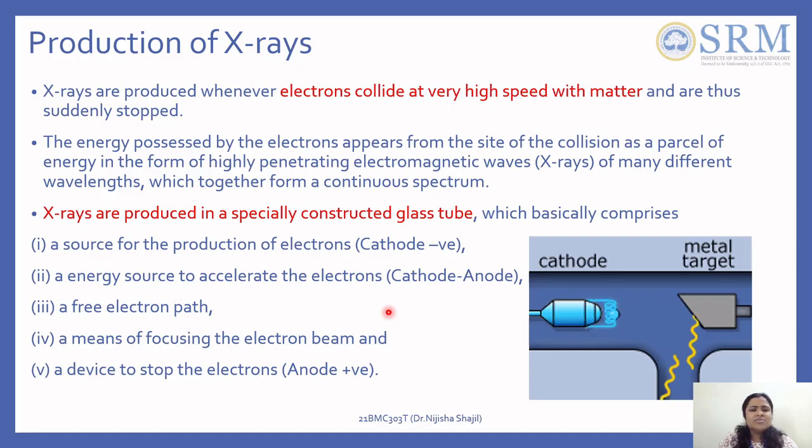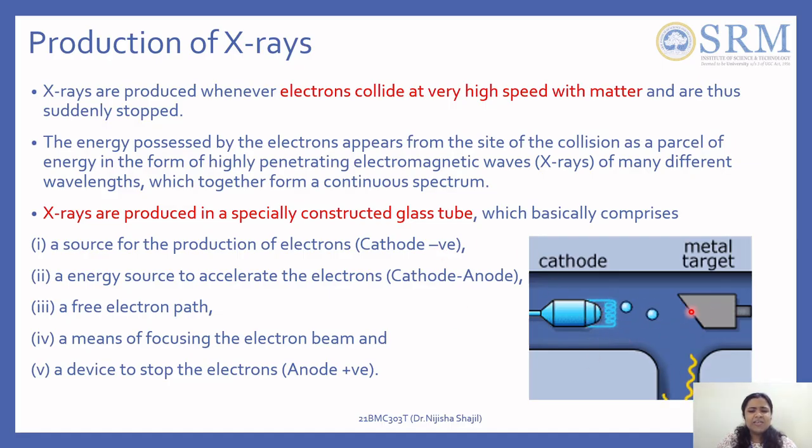The energy possessed by the electron appears from the site of the collision as a parcel of energy in the form of highly penetrating electromagnetic waves. That's all. That only you are going to take as X-ray. You have a GIF here which you can see. So you have a place where electrons are produced.